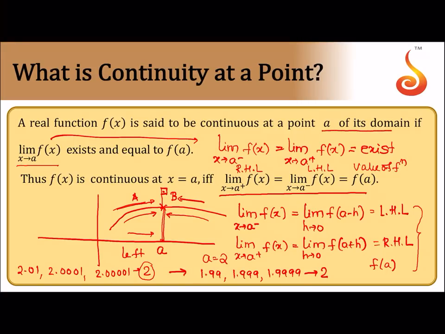A real function f of x is said to be continuous at a point a of its domain. It must be in the domain. If limit x tending to a, f of x exists and is equal to f of a. So the left hand limit is equal to the right hand limit, and both exist, then only limit x tending to a, f of x exists. Of course, we will discuss so many examples.